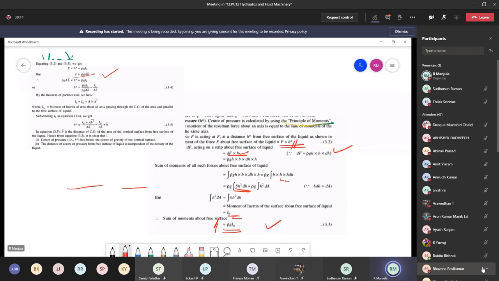But what is the parallel axis theorem? This is the moment of inertia about the free surface. But according to the parallel axis theorem, the moment of inertia about an axis passing through the center of gravity and parallel to the free surface is nothing but Ig. So substituting for I naught here, we will be getting I naught is equal to Ig plus A into h bar square, because I naught is nothing but your moment of inertia about the free surface. You can rewrite I naught by using the parallel axis theorem.